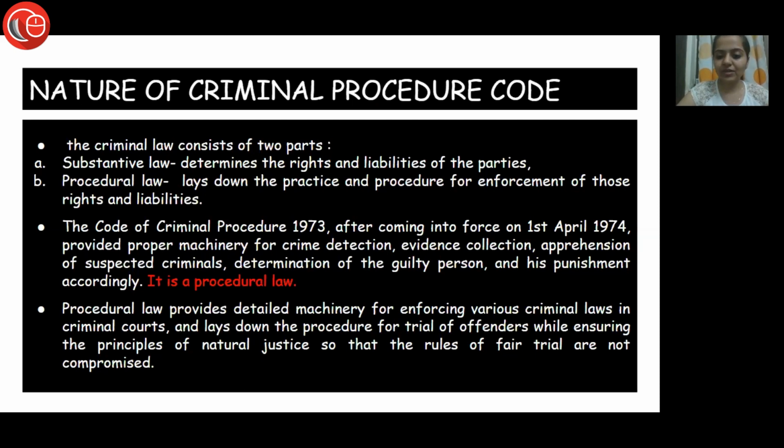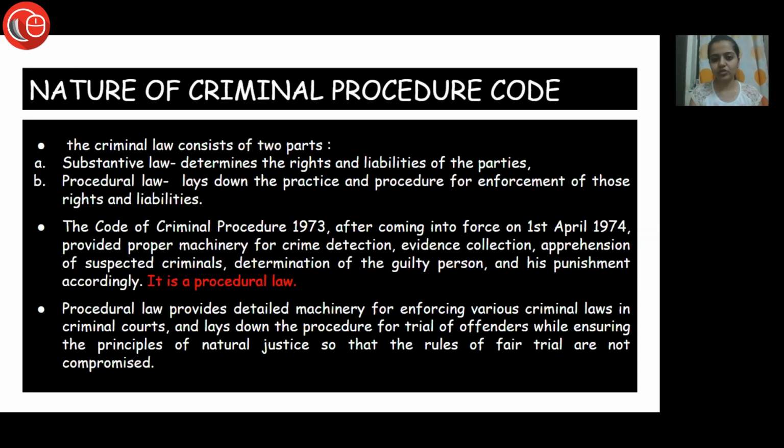Procedural law provides detailed machinery for enforcing various criminal laws and codes, and lays down the procedure for trial of offenders while ensuring the principles of natural justice. Under CrPC, there are around 5 kinds of trials mentioned under different chapters. So the trial part, how the trial should proceed, how a person should stand in court, and how the guilt of a person should be proved, or how his innocence should be proved, is ensured by a fair trial, and that fair trial is ensured by the principles of natural justice.